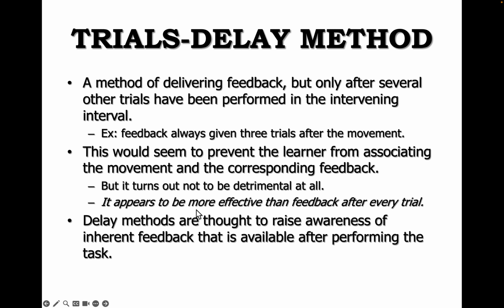Another method for giving feedback is the trials delay method. This means that we're delivering feedback, but only after several other trials have been performed in that intervening interval. For example, let's say feedback is always given 3 trials after the particular movement has occurred. So maybe you shoot 1 free throw, but the feedback is not given about your first free throw until you've shot 3 other free throws.